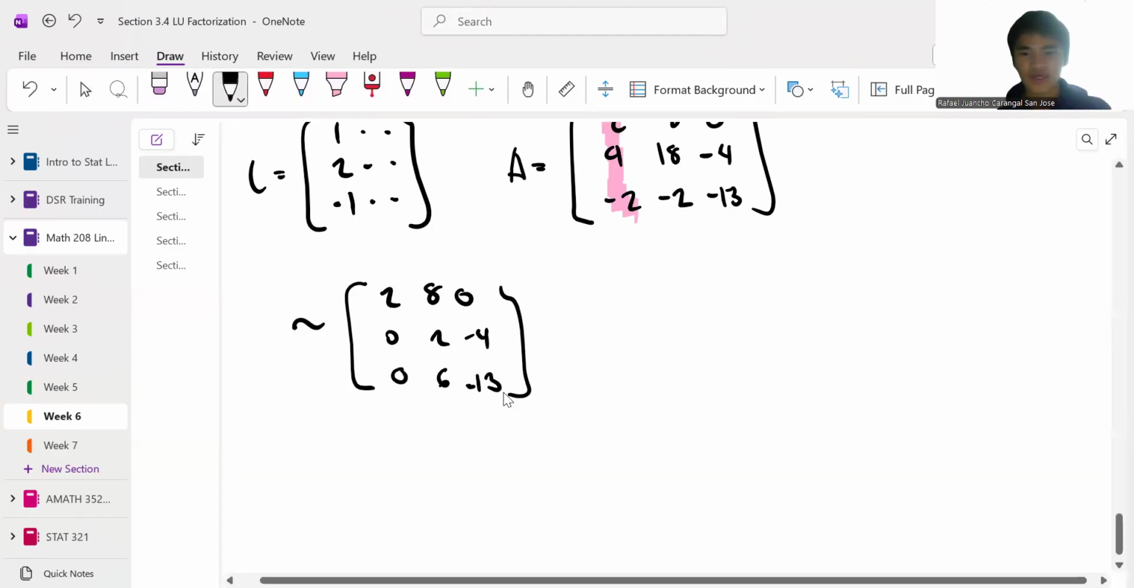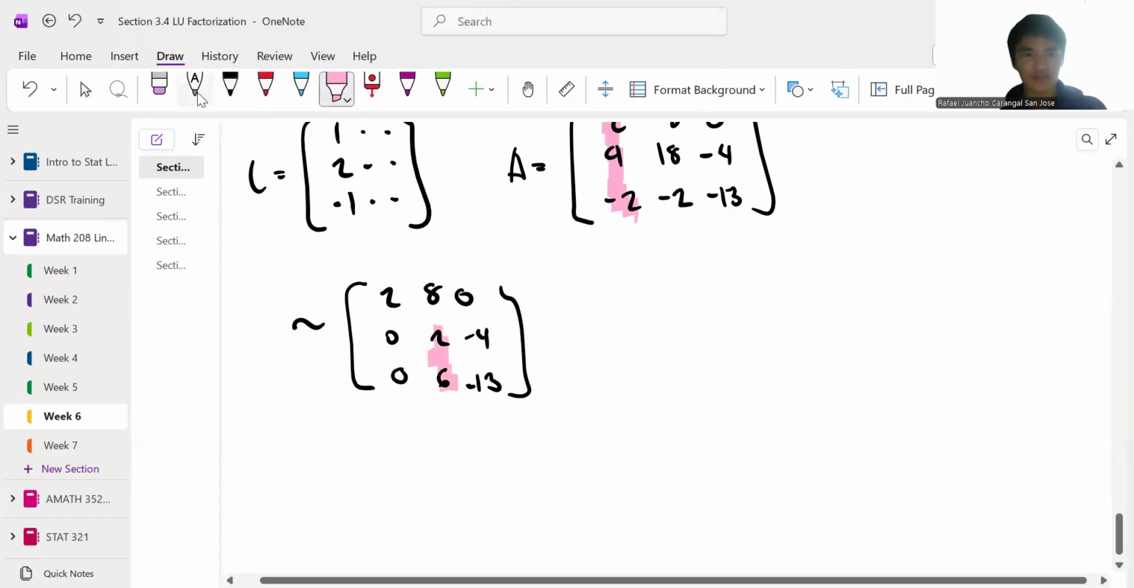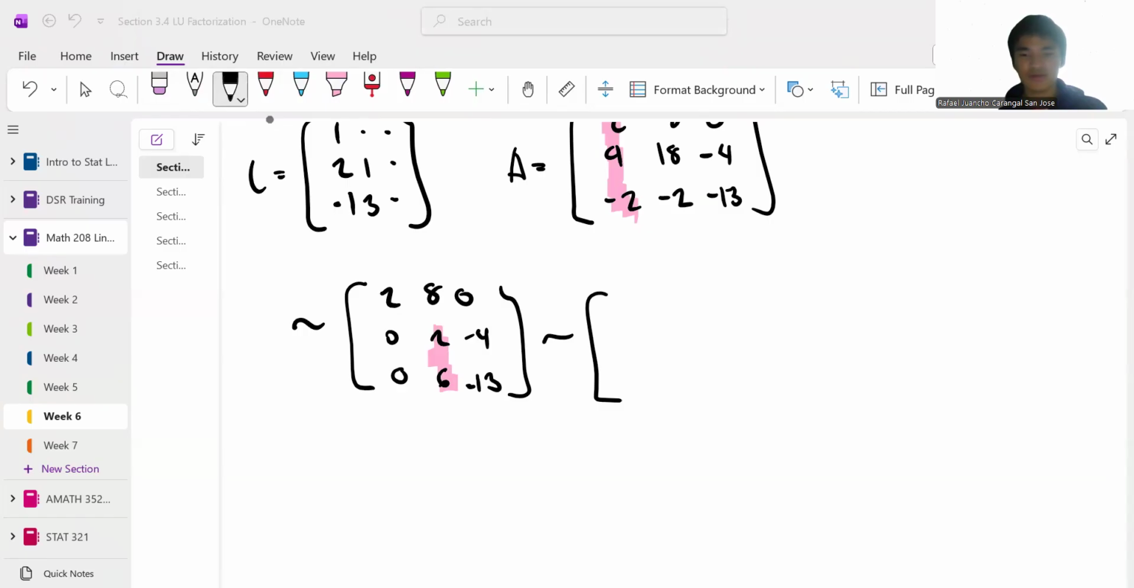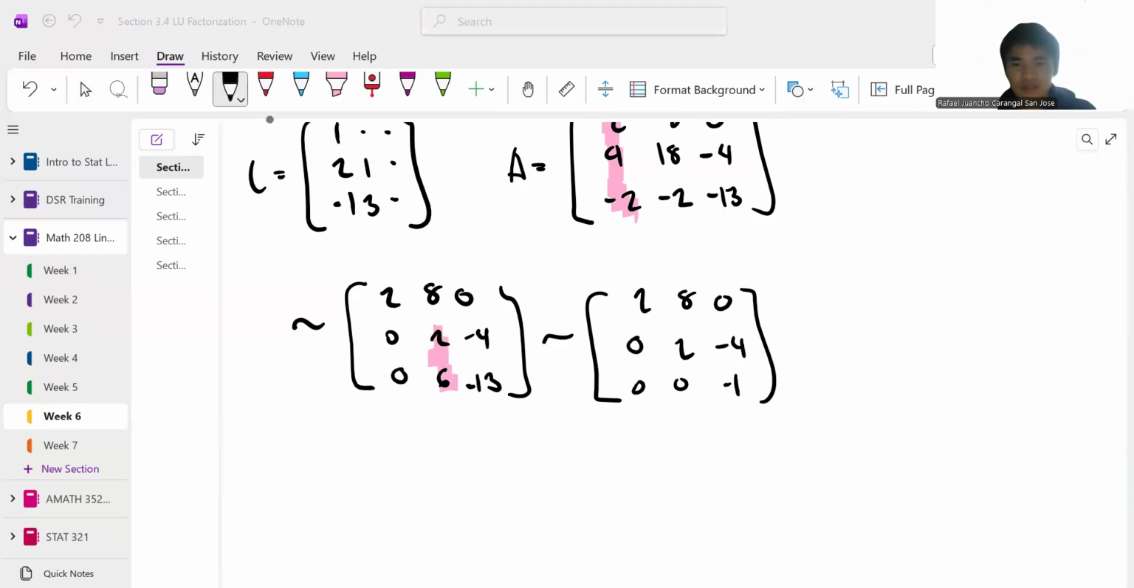And then we again update the L. So now we look at 2 and 6. We divide both by 2, so we're gonna get 1, 3. Okay. And then we keep going until we get to an upper triangular matrix. So we're gonna get 2, 8, 0. And I think we're done here. 0, 2, -4. And then we get 0, 0, -1. And then now here we have a -1.